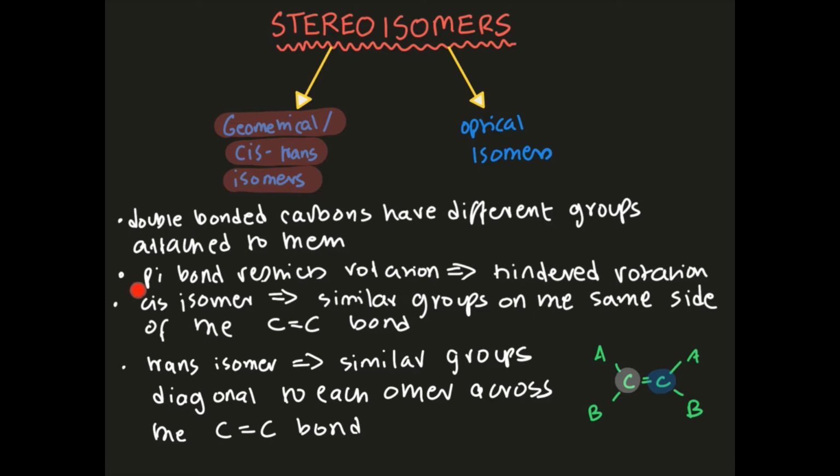The next point is that the pi bond restricts rotation. So if you have a carbon-carbon double bond over here, because of that, you're going to have hindered rotation. A cis isomer is when similar groups are bonded on the same side of the carbon-carbon double bond. So in this case, this is going to be classified as a cis isomer because you have same groups on the same side of the double bond. And a trans isomer has similar groups diagonal to each other. We're going to be discussing more examples of cis and trans later, so it's fine if you don't understand it just now.